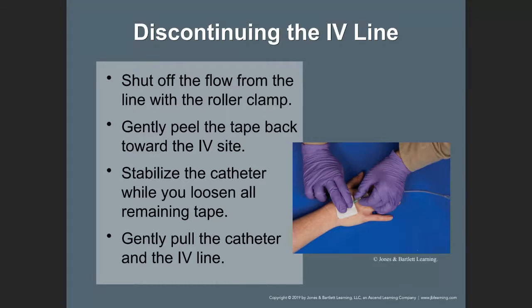Discontinuing the IV line. Shut off the flow from the line with the roller clamp. Gently peel the tape back towards the IV line. Stabilize the catheter while you loosen all remaining tape. Gently pull the catheter and IV line. So don't disconnect the IV line from the catheter. Pull everything out connected and ensure that you're holding pressure with a gauze when doing that.